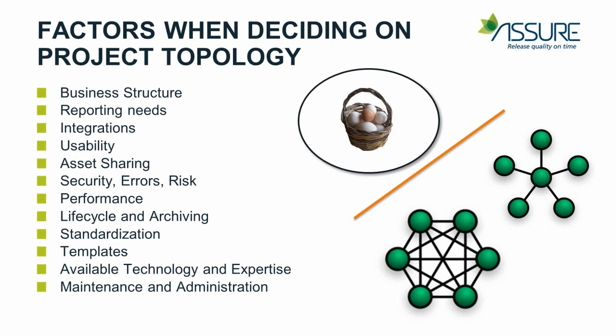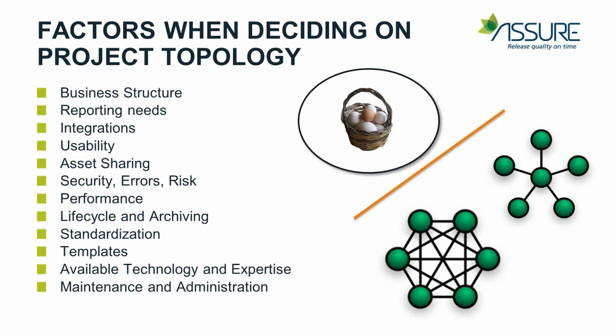So what we came up with is that we try to list the factors you need to consider when deciding on project topology. We've seen customers putting all the eggs in one basket, which means one large project for everything, for all the testing in the whole organization. And of course there are the other options of multiple projects, and then you need some relations between them.